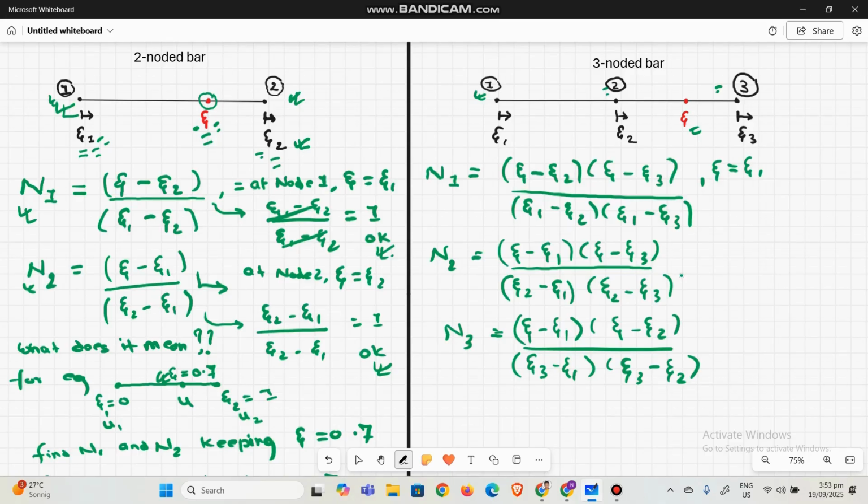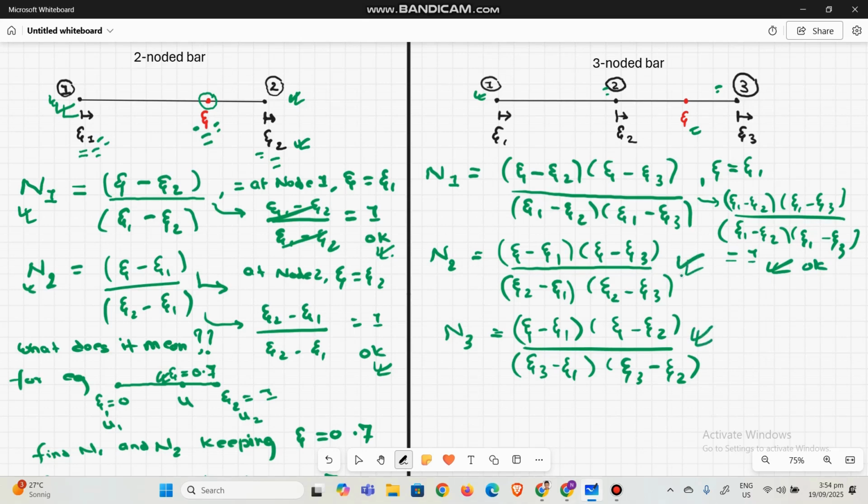So if you put in this formula, what you get is (xi1 minus xi2) multiplied by (xi1 minus xi3), divided by (xi1 minus xi2)(xi1 minus xi3). So what you get here equals 1. So it's okay. You can do similar checks for this one and this one also, and all of it will come to 1, 1.